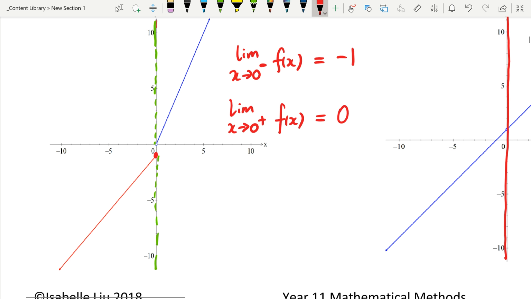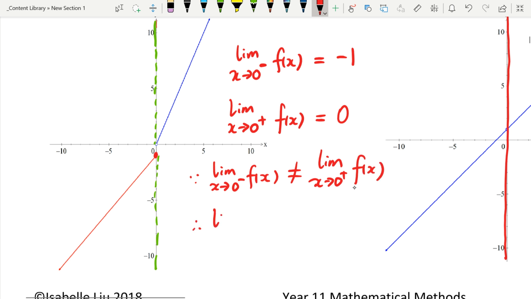0. The left hand side and right hand side both have limits, but they are not the same value. So the conclusion I can make is that lim x approaching 0 from the left of f(x) does not equal lim x approaching 0 from the right of f(x). So lim x approaching 0 of f(x) does not exist.